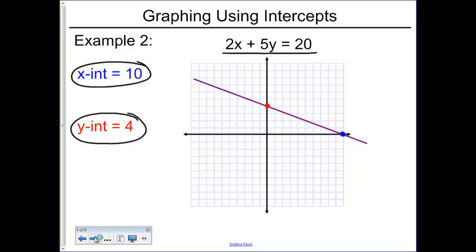Now sometimes when you find an x or y intercept, the x or y intercept ends up being a fraction, so if that's the case you might want to choose slope intercept to graph instead. However, both of these answers over here and here were integers, and integer values are very easy to find on a graph, so it's a good idea to graph using intercepts anytime your intercepts are integer values.